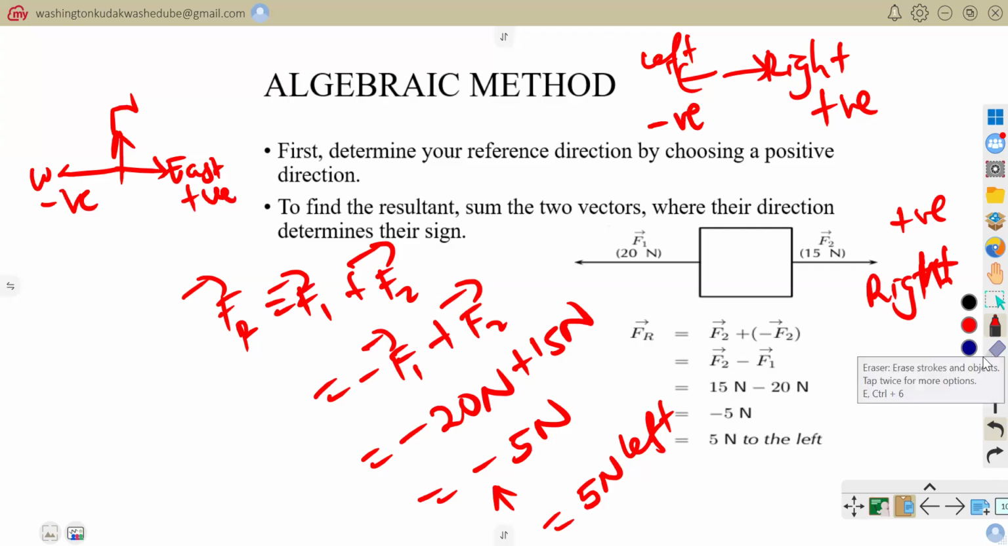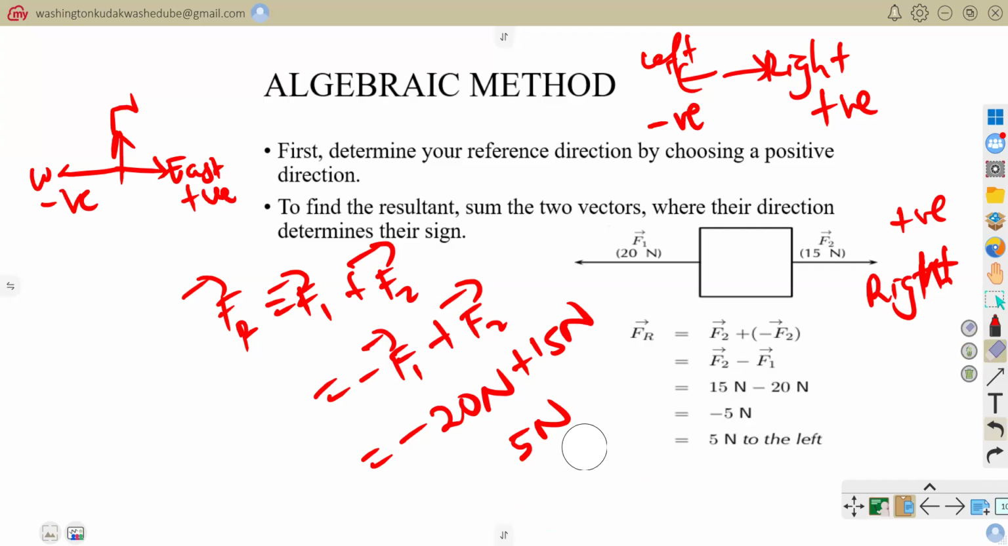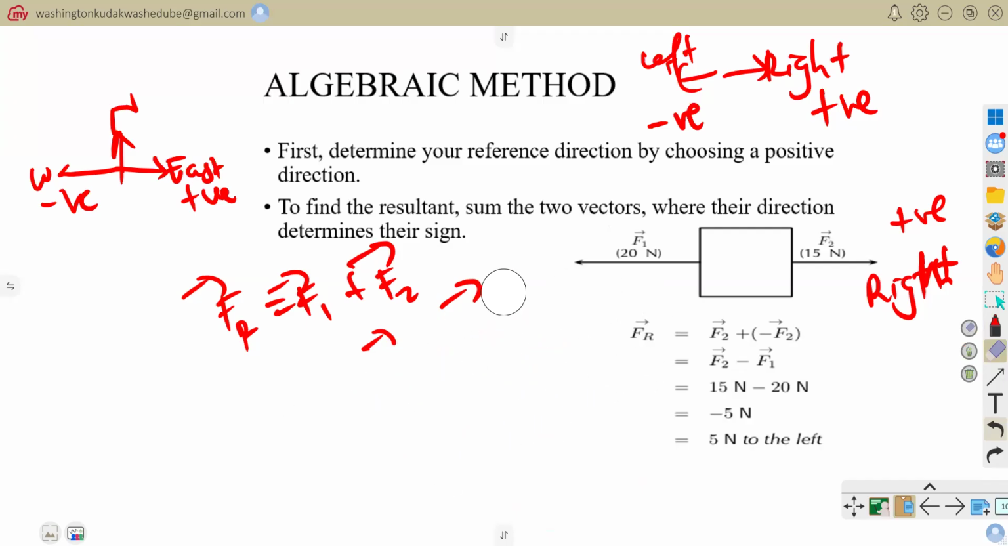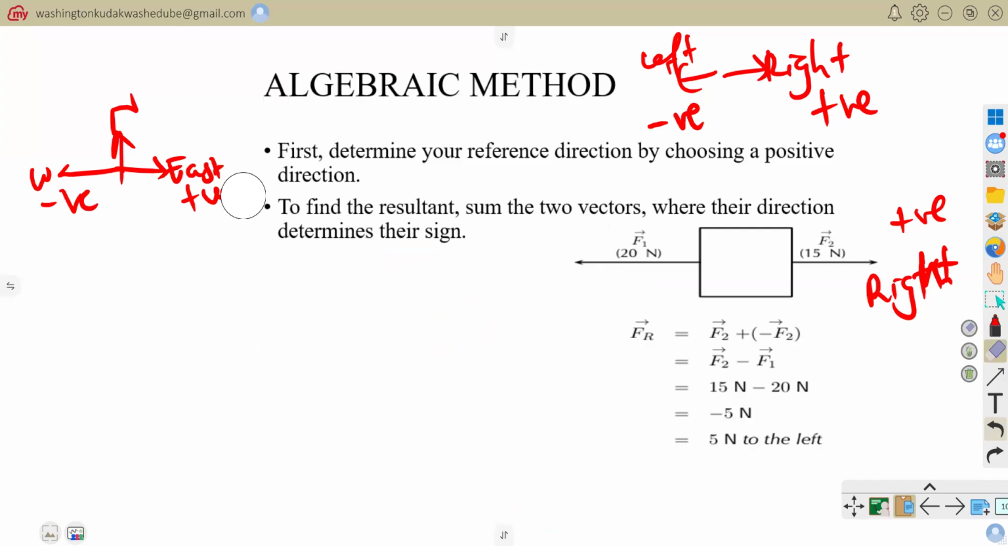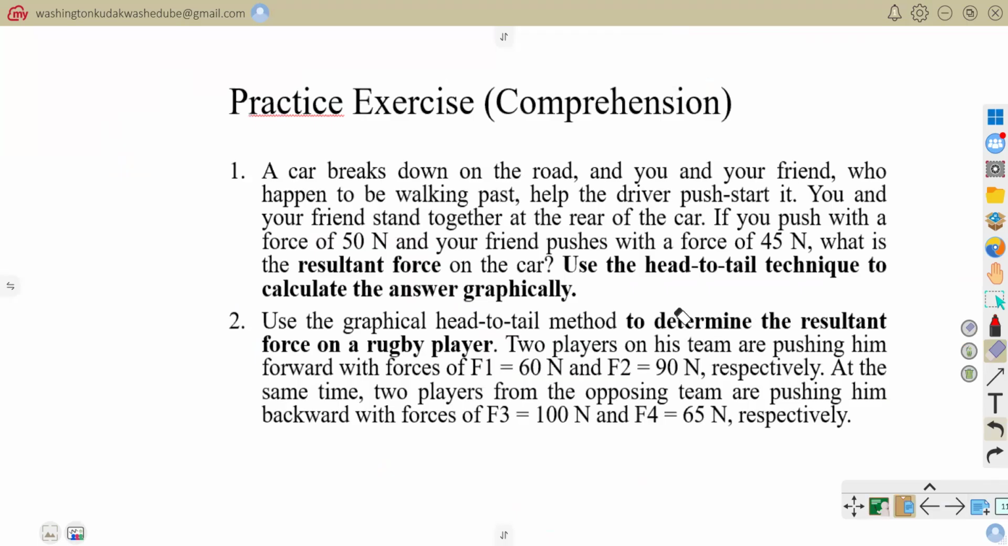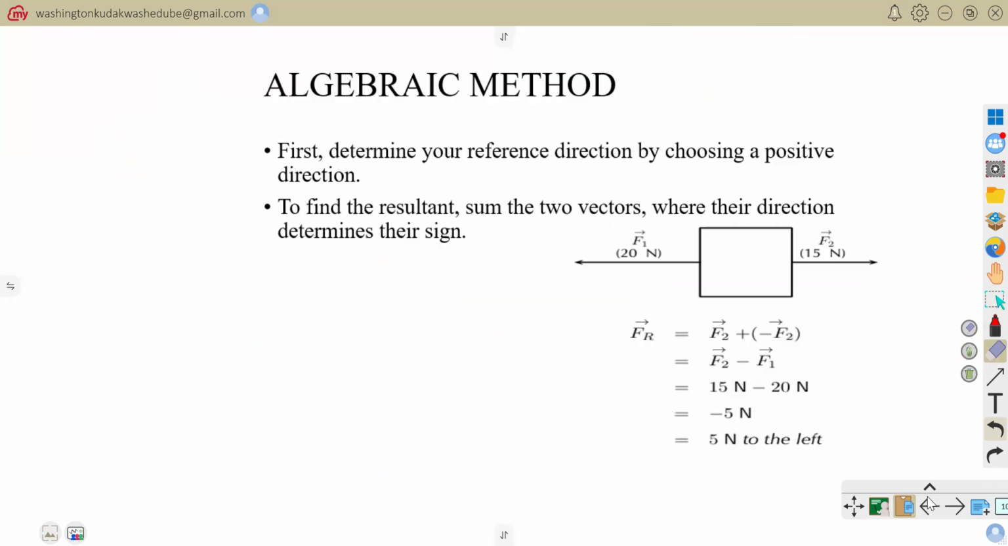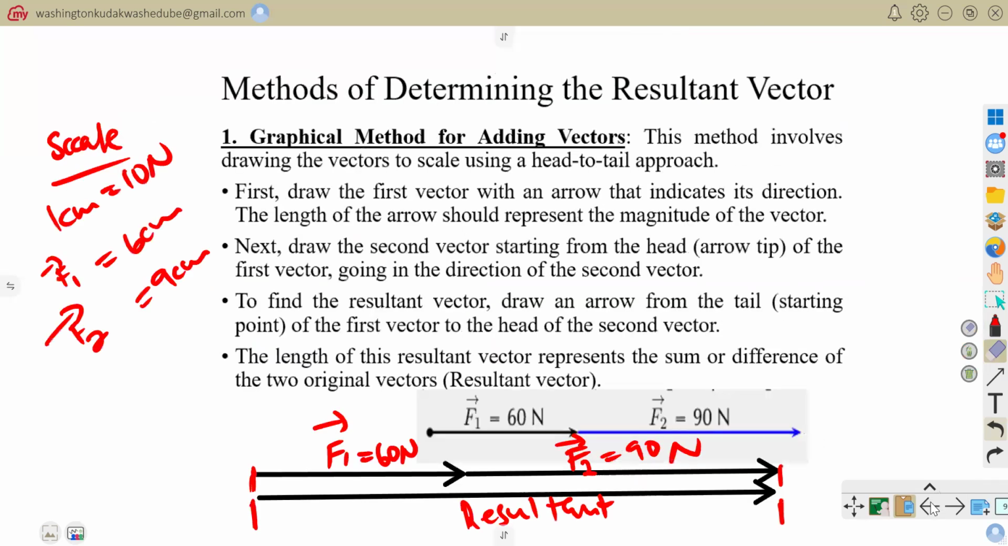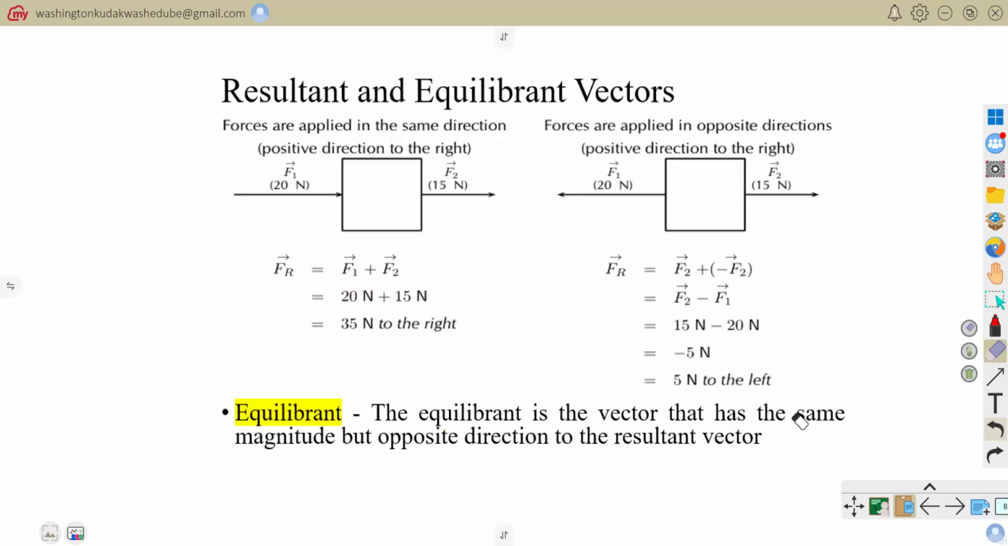So that is how we get to determine our resultant vectors, by either using the graphical method or else what? The numerical method, which is just by calculation, or algebraic calculations. Now, let's get to see our practice exercise. But before that, remember there is something that I skipped and said that I would come back to. This is to do with resultant and equilibriant vectors.